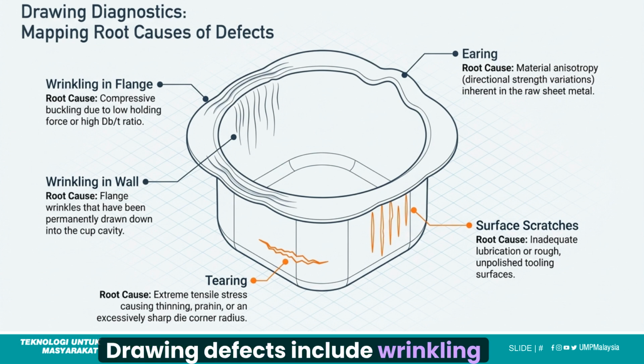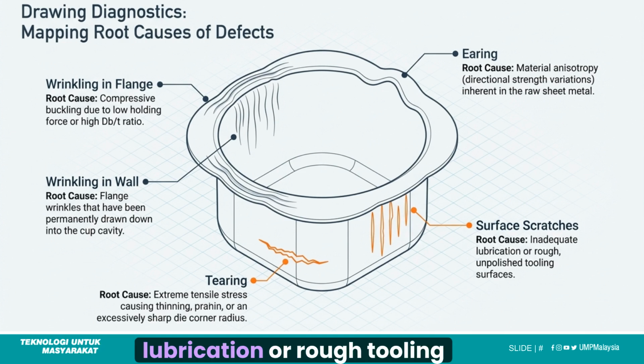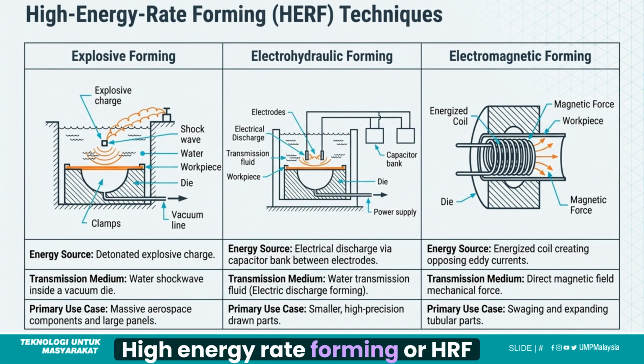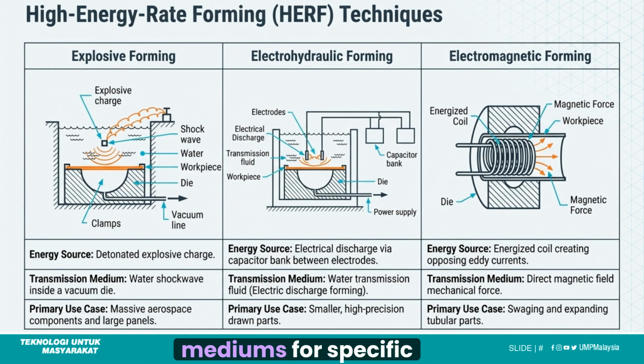Drawing defects include wrinkling in the flange and wall, earring due to material anisotropy, tearing from extreme tensile stress, and surface scratches from inadequate lubrication or rough tooling surfaces. High energy rate forming, or HERF, techniques include explosive forming, electrohydraulic forming, and electromagnetic forming. Each uses different energy sources and transmission mediums for specific manufacturing use cases.